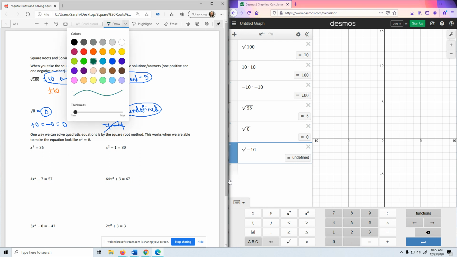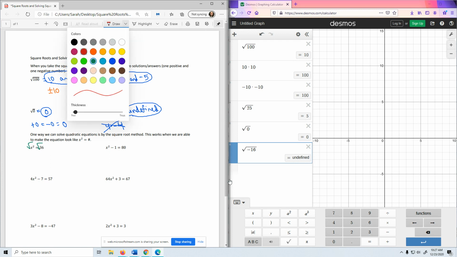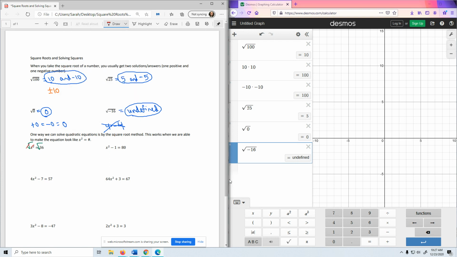So let's try the first one. I've got x squared equals 36. To get x by itself, I need to undo that squared. The opposite of squaring something is taking the square root. Anything I do to one side, I've got to do to the other. Square root and squared cancel each other out, so I get just x, which is what I'm after.